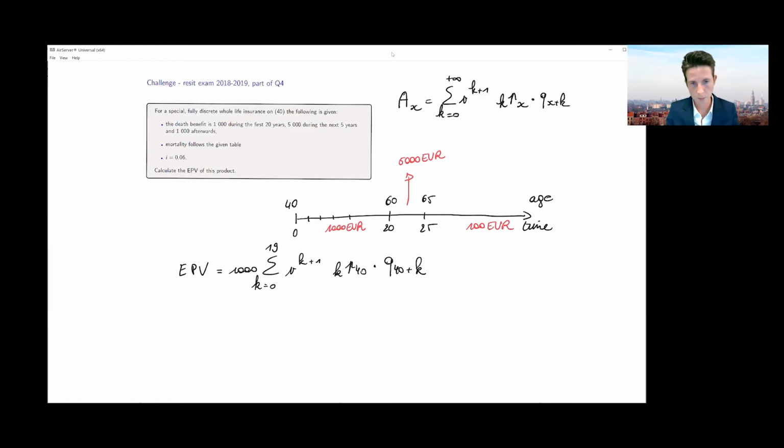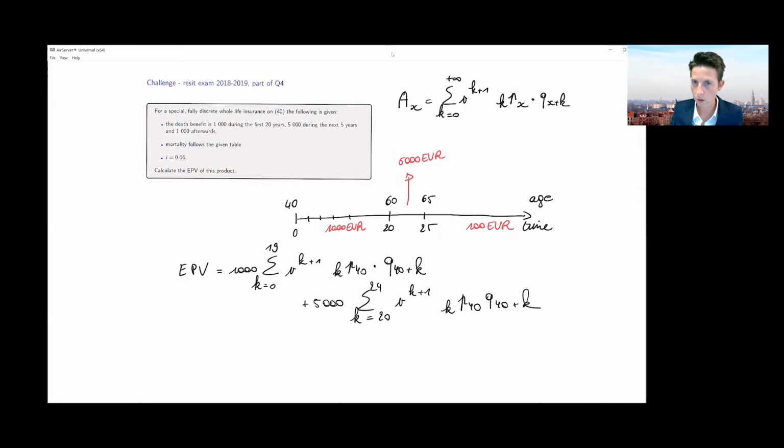So that means I'm either going to pay my 1,000 euro at time 1, at time 2, or up to time 20, right? And that's exactly what I should have. Then I look at the next 5 years of the contract, and there the insured amount is 5,000 euros, right? So that's going to be plus 5,000 times sum over K, and now the K runs from 20 to 24, V to the power K plus 1, KP40 times Q40 plus K.